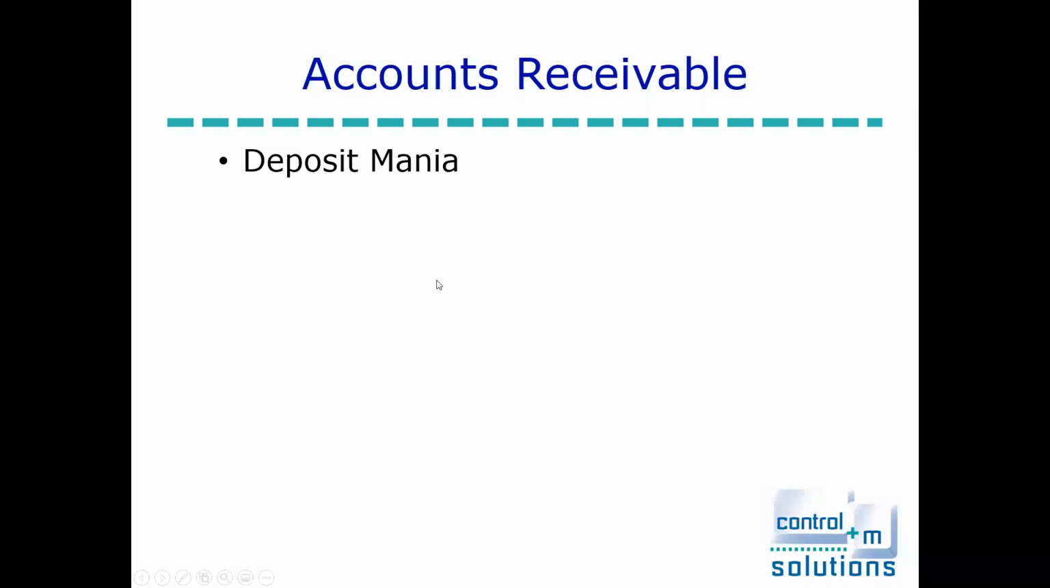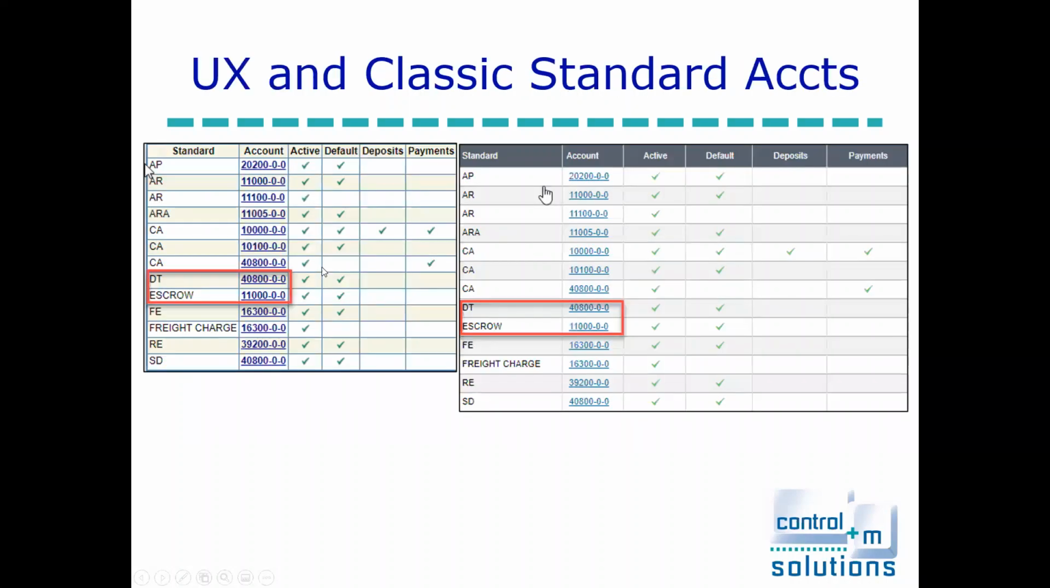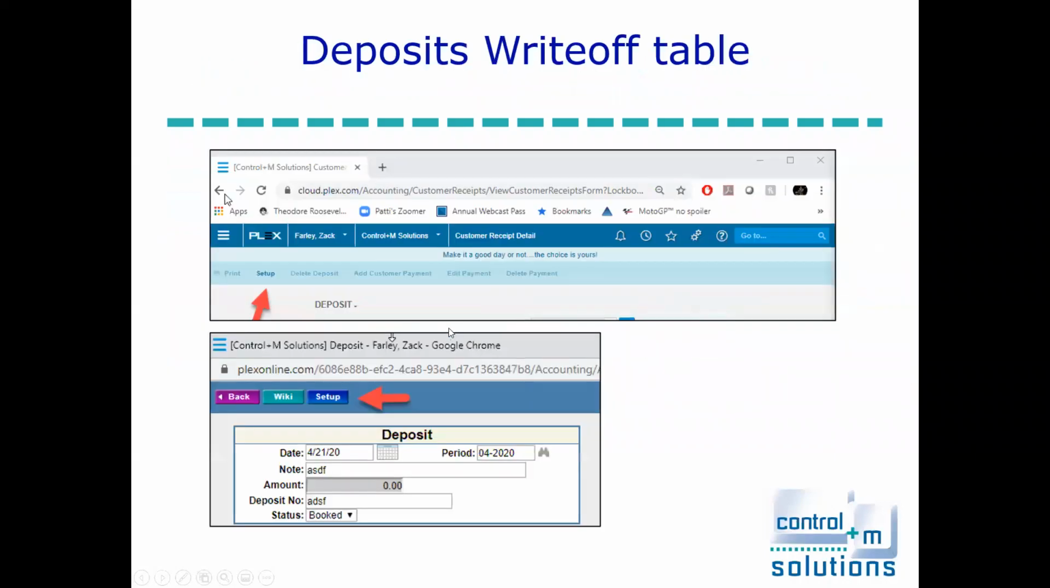This piece is always exciting, how people are dealing with deposits. So I call it deposit mania. First, you have standard accounts set up. If you don't have Escrow as one of those, find out whoever's in charge of your ERP and kick them in the shin if you're already a Plex user. So discounts taken and Escrow. Remember that for in just a second.